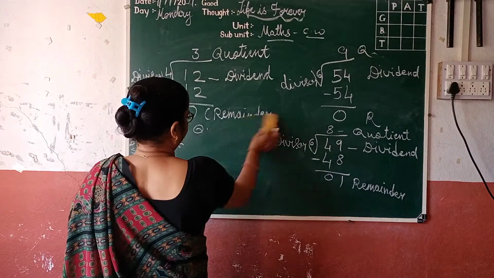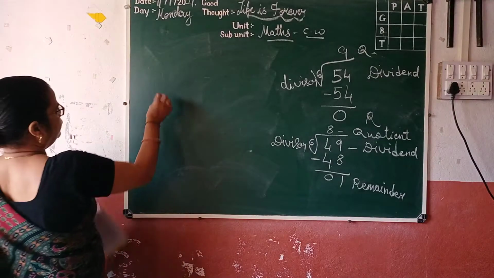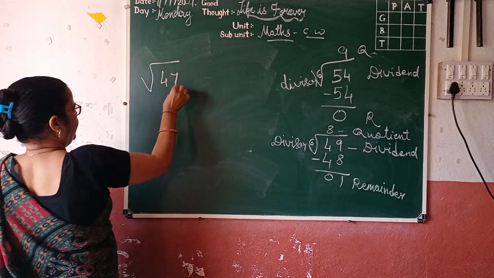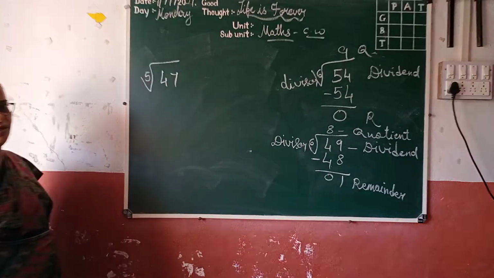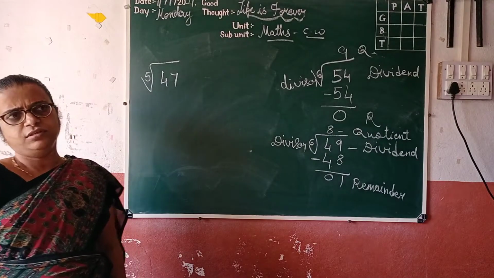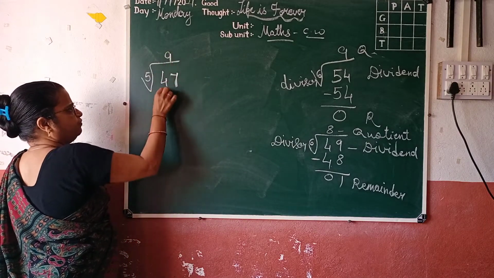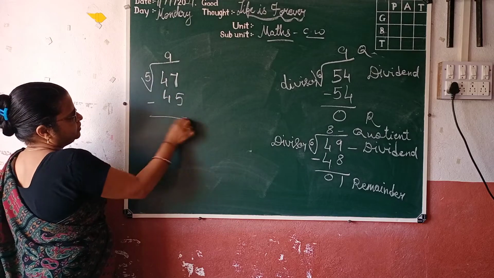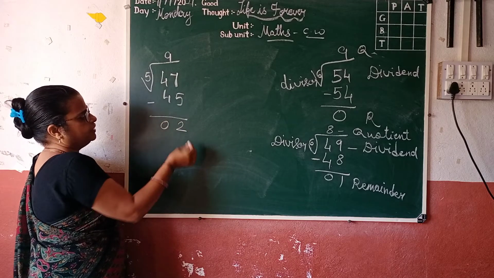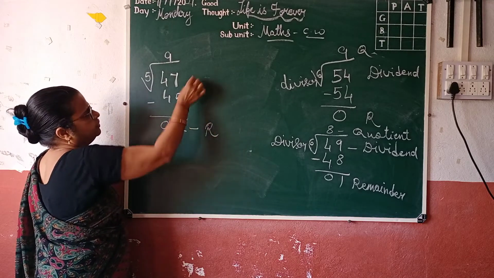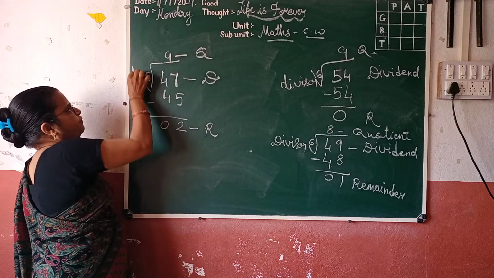Now next, 47 divided by 5. See here, 47. In the table we do not get 47, no. So what are we going to do here? 5 9s are 45, minus, 7 minus 5 is 2. Here is 0. This is your remainder, this is a dividend, this is a quotient, and this is a divisor.